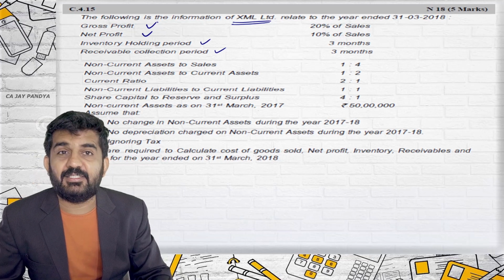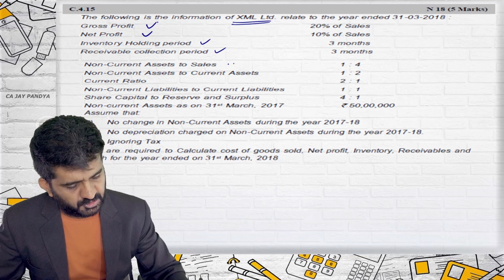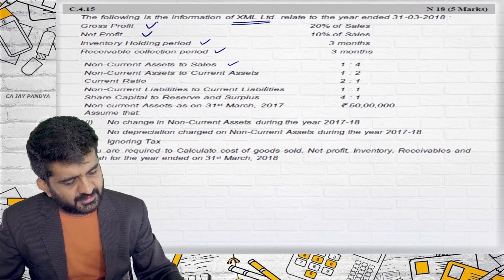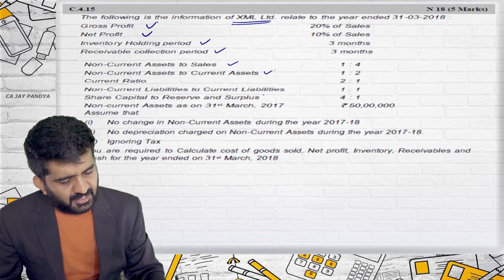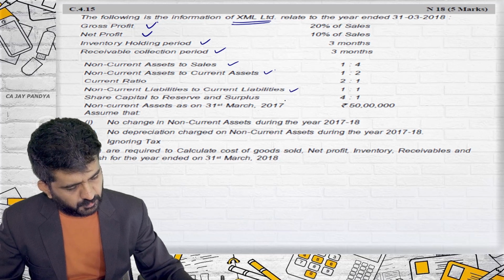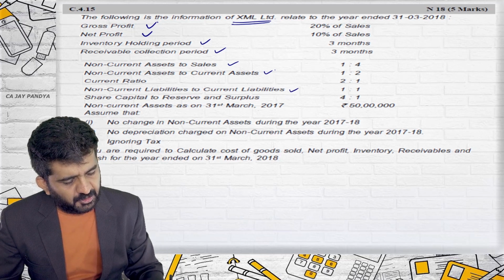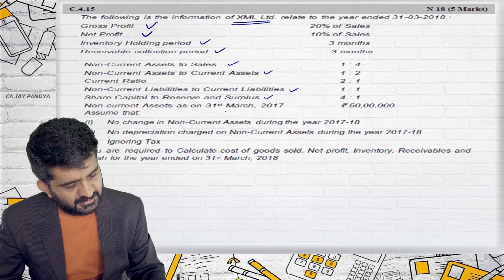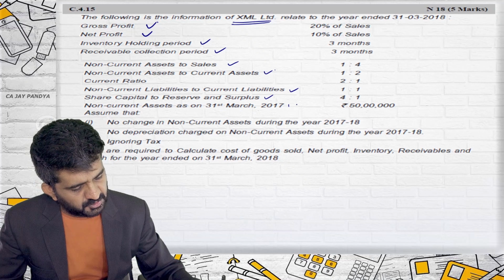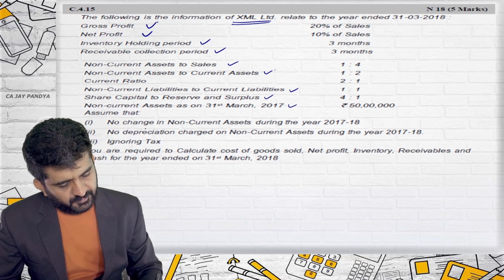Non-current assets, that is fixed asset, to sales is 1:4. Non-current assets to current assets is 1:2. Non-current liability to current liability is 1:1. Share capital to reserves and surplus is 4:1. Non-current assets as on 31st March is 50 lakhs.